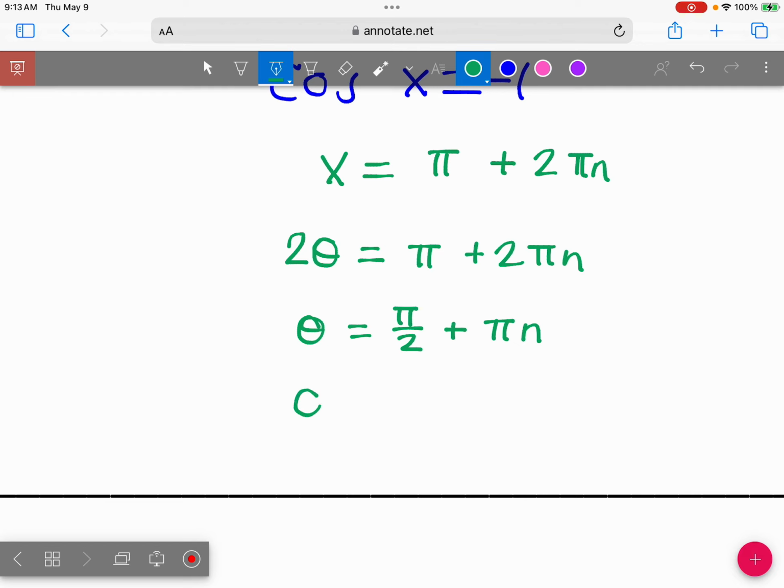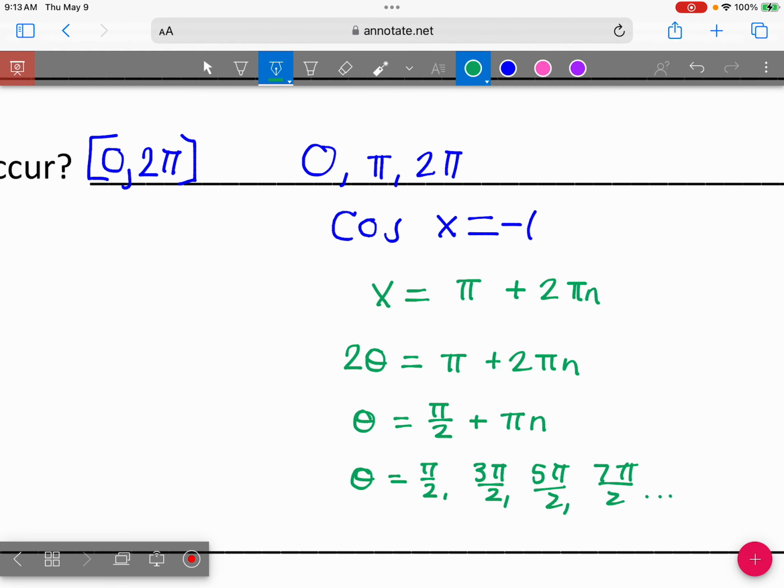So I'm going to list out some of our thetas. We're going to have a cosine of -1 at pi over 2 and 3 pi over 2 and 5 pi over 2 and 7 pi over 2, on and on for eternity. The only ones in our interval here between 0 and 2 pi are our pi over 2 and our 3 pi over 2.